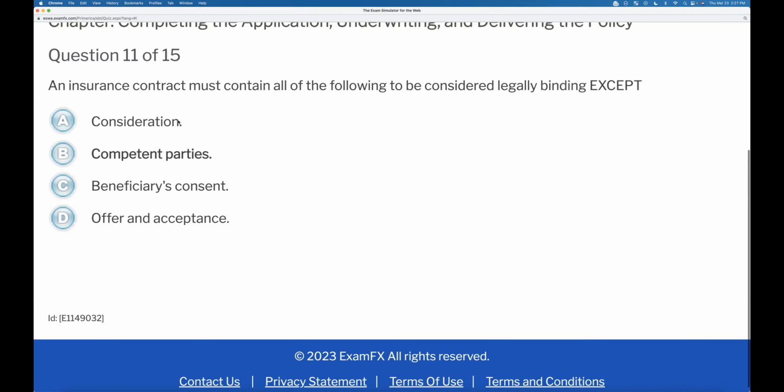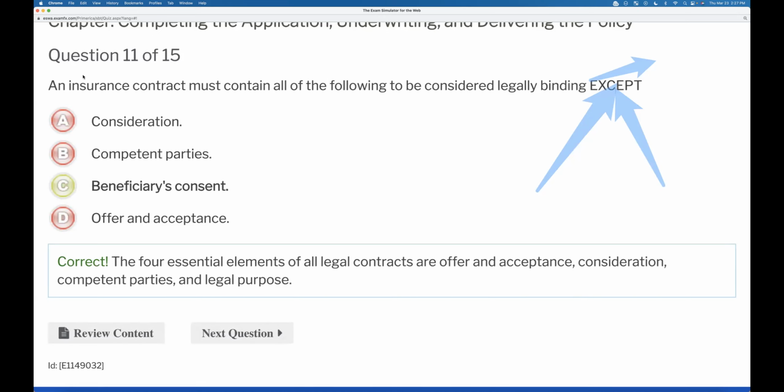See you later. An insurance contract must contain all of the following to be considered legally binding, except. Remember this? Come on, Sonny. You got this. Except. Beneficiary? Yes, you're right. Beneficiary. So consideration, yes. Competent parties, yes. Offer and acceptance, yes.